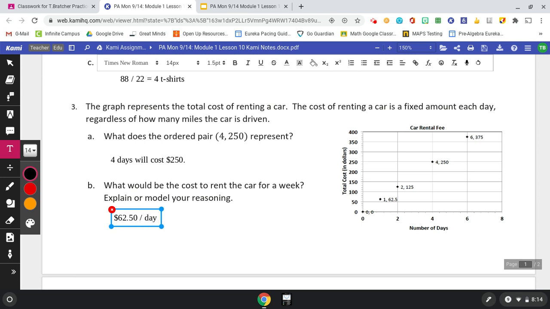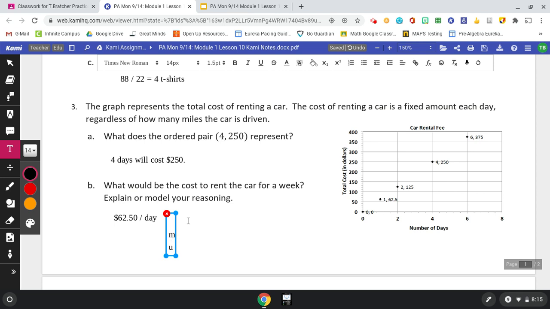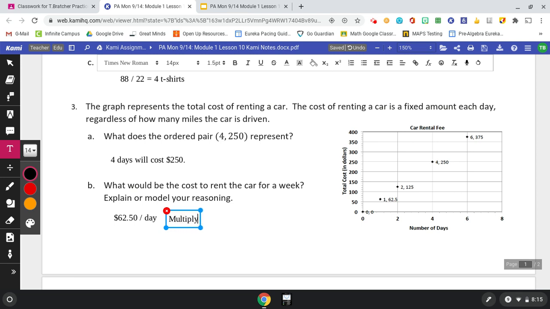And remember, it's 7 days in a week. So if it's $62.50 per day, we want to multiply that number by 7. Multiply by 7 days a week. Okay, and if we get that, 62.50 times 7, going to be pretty expensive, is $437.50.